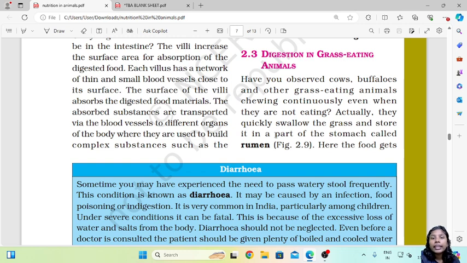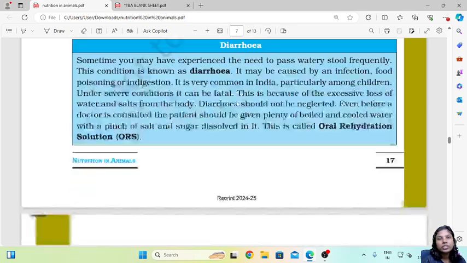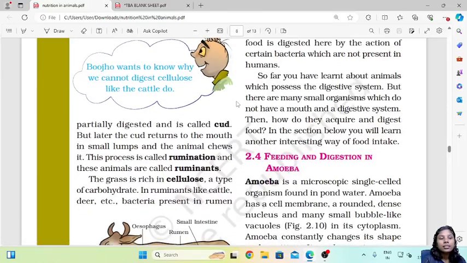This grass then gets stored in the part of their stomach known as the rumen. So here what happens is that the food gets partially digested and it is known as curd. But later this curd comes back into the mouth. But when it comes back, it doesn't come back as grass itself, it comes back in the form of small lumps and the animal continues to chew it. This process is known as rumination and the animals that can do this are known as ruminants.